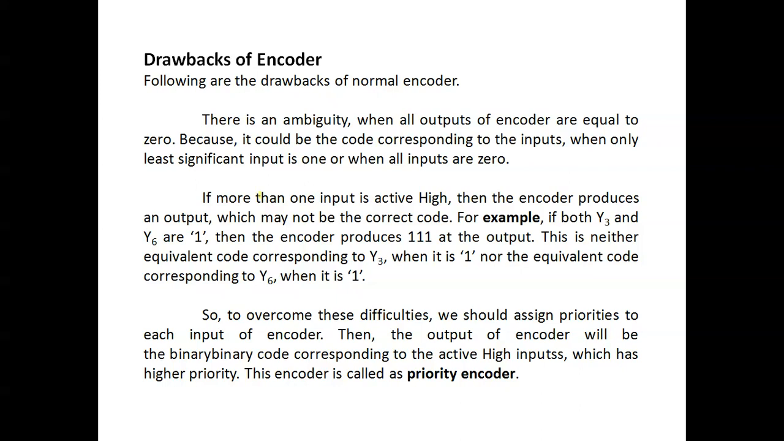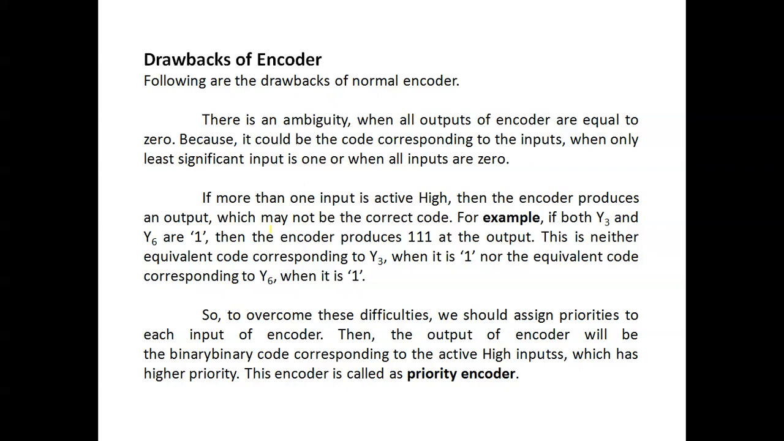To overcome this difficulty, we should assign a priority to each input of the encoder. Then the output of the encoder will be the binary code corresponding to the active high input which has higher priority. Such an encoder is called a priority encoder. Otherwise the output is the code corresponding to the input only when the least significant input is 1 or when all the inputs are 0.